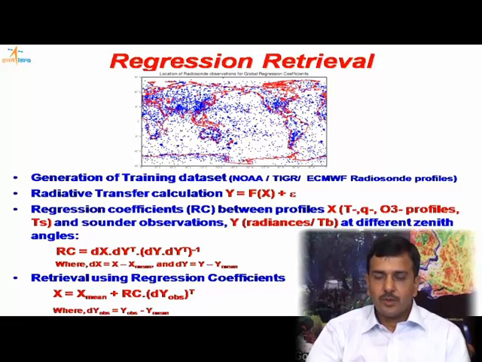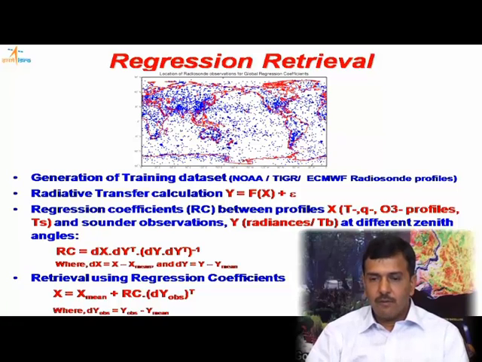So if you have those co-located satellite measurements along with the measurements of temperature and humidity profile, we can say that you have a training data set of atmospheric profile X, and you have a co-located data set Y, that is the radiance measurement from satellite. But this is only after the satellite is launched.